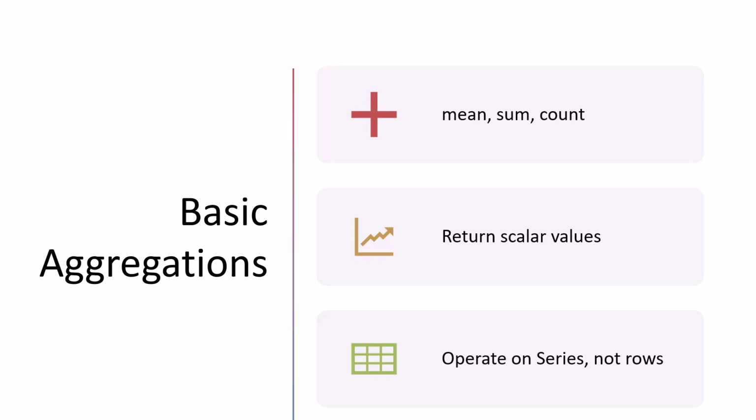Aggregation is where Pandas starts returning single values instead of tables. Functions like mean, sum, and count operate on a single column, which Pandas refers to as a Series. This distinction is important: filtering and sorting return DataFrames, but aggregation returns scalar values. If you are used to LINQ, this is similar to calling Count or Average at the end of a query pipeline.